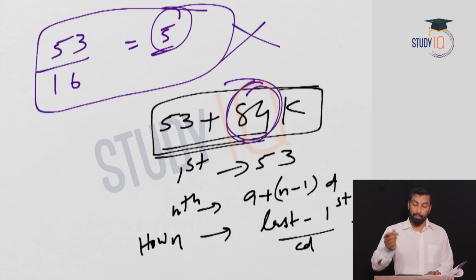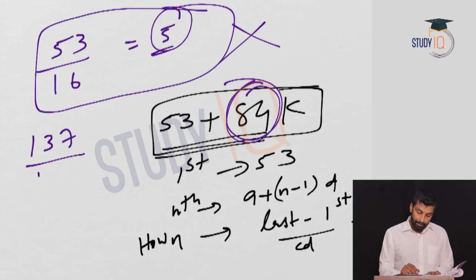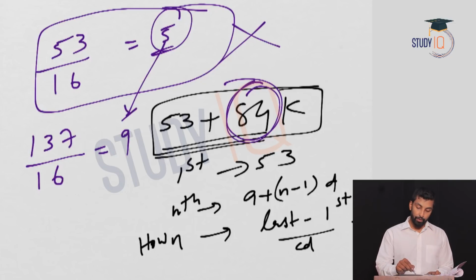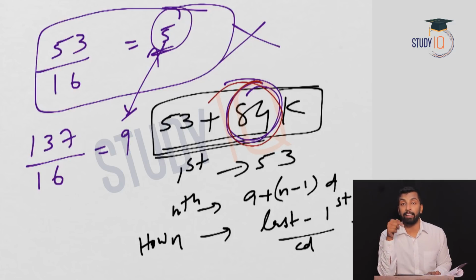Because if you take the next number, 53 plus 84, what is that? 137. When you divide this number by 16, you get a different remainder. You get 9 as the remainder here. So you are getting two different remainders and you don't know what the number is. The number can be anything in the series, right? But if the question is divided by 84, what is the remainder? Then it is easy, right?